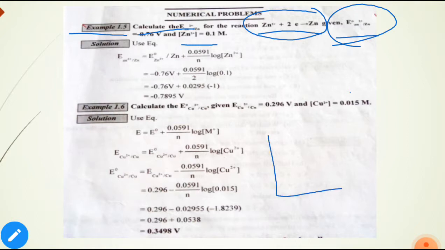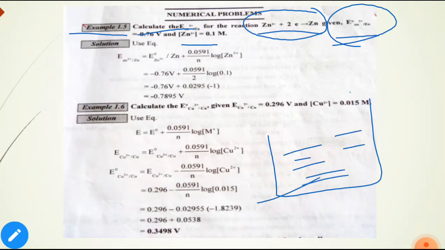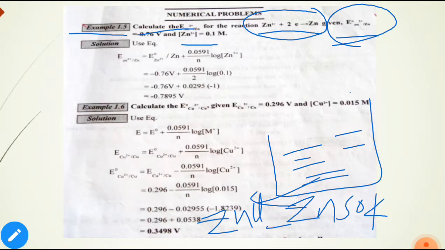Here we have to assume one container in which you take any solution. Here, the example they gave is zinc, so you take the zinc sulfate solution or zinc chloride solution. Any solution you can take. Here the metal rod is dipped into the metal sulfate solution or metal chloride solution.